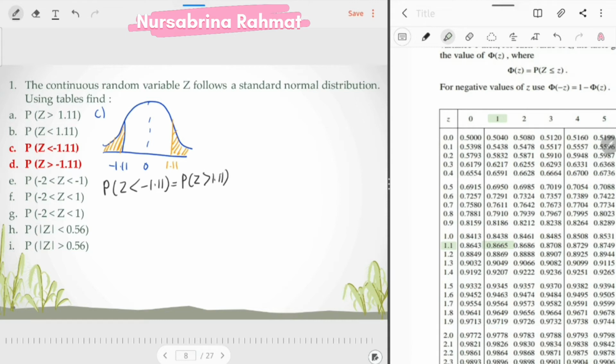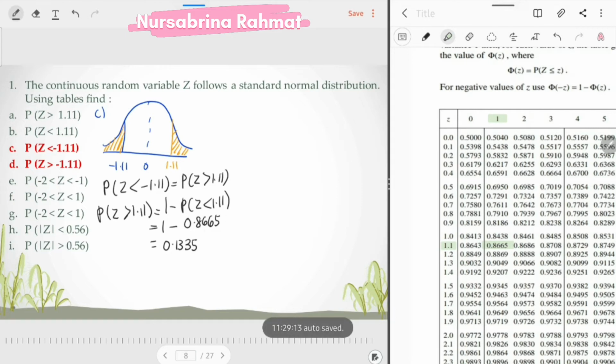Why do we need to convert it into a positive z score? Because in the normal distribution table that you are going to refer to, we only have positive values of z score. So that's why we need to convert this negative to positive. P(Z greater than 1.11) equals 1 minus P(Z less than 1.11), so 1 minus 0.8665 equals 0.1335. How do I get this? As usual, I refer to my standard normal distribution table, and it's exactly the same z score value from my previous A and B questions. So that's why I get 0.8665 without referring to the table again, because it's the same.